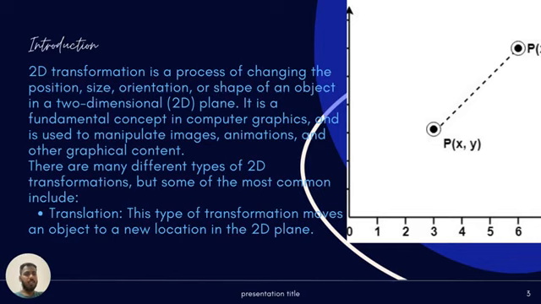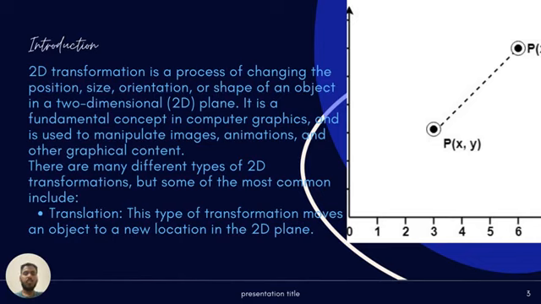Introduction. 2D transformation is a process of changing the position, size, orientation, or shape of an object in 2D plane. It is a fundamental concept of computer graphics and it is used to manipulate images, animation, and other graphic content. There are many different types of 2D transformation, but one of the most common is translation. This is a form in which we move an object to a new location in the 2D plane.